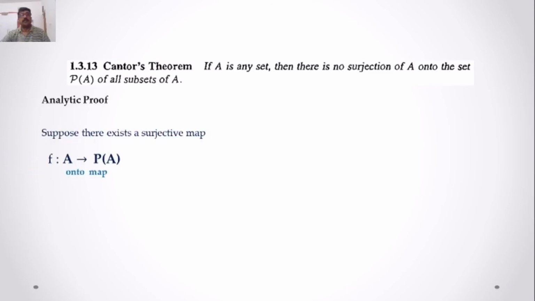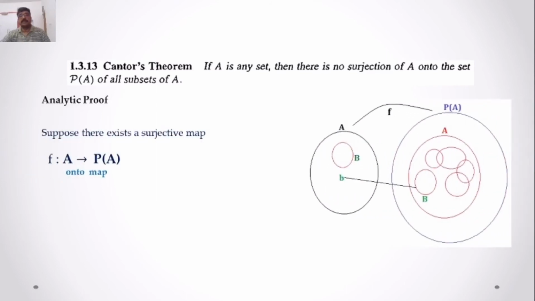Now we are going to prove an analytic proof for this. This is our situation. A is a given set, and P(A) is its power set. The elements of P(A) are A itself, and all the proper subsets of A, including the empty set, are here. Now we want to prove there is no surjection from A to P(A). Suppose there exists a surjection f from A onto P(A).